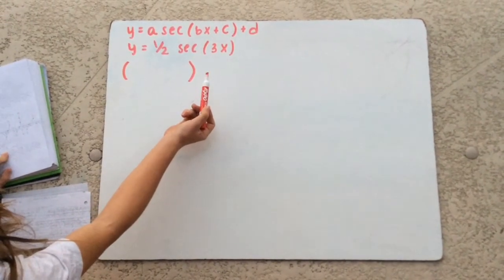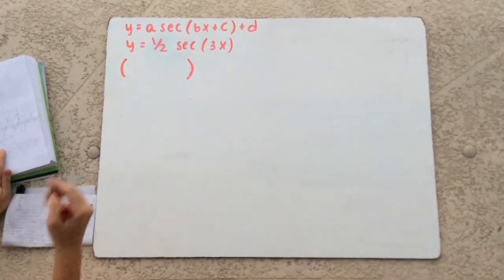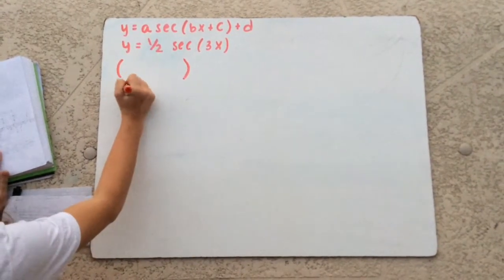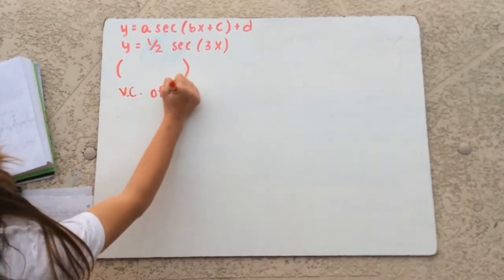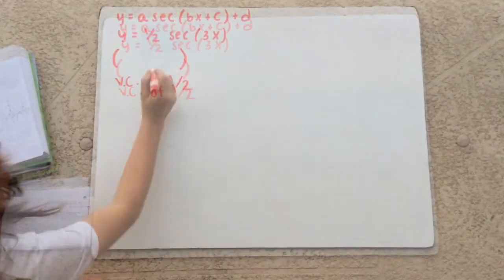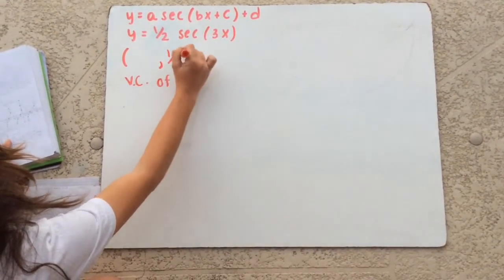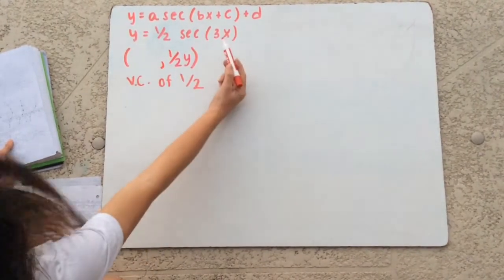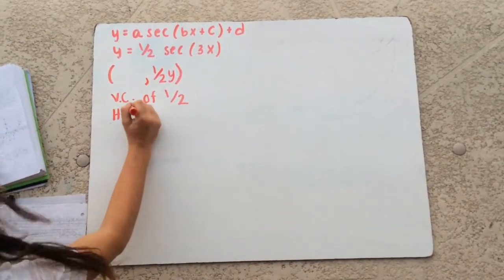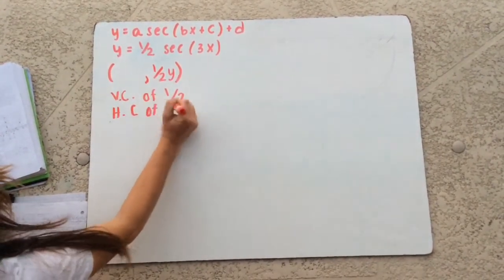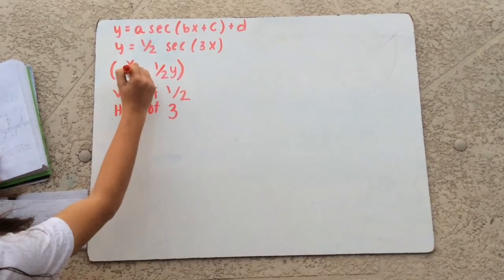Y equals 1/2 times the secant of 3x. We know 1/2 shows a vertical compression. Since we have a vertical compression of 1/2, we know our y has to be multiplied by 1/2. And as we see by the 3x right here, we know we have a horizontal compression of 3. So we have to divide the x by 3.